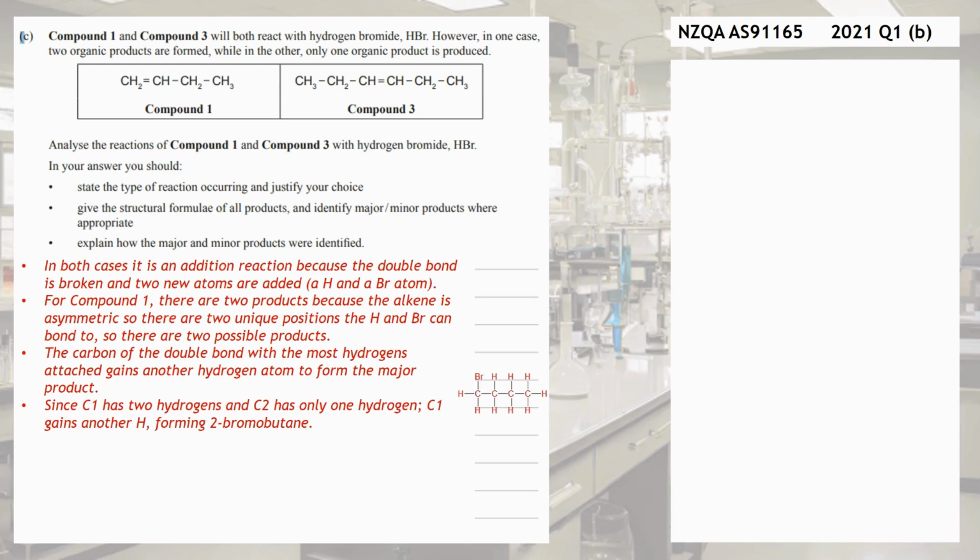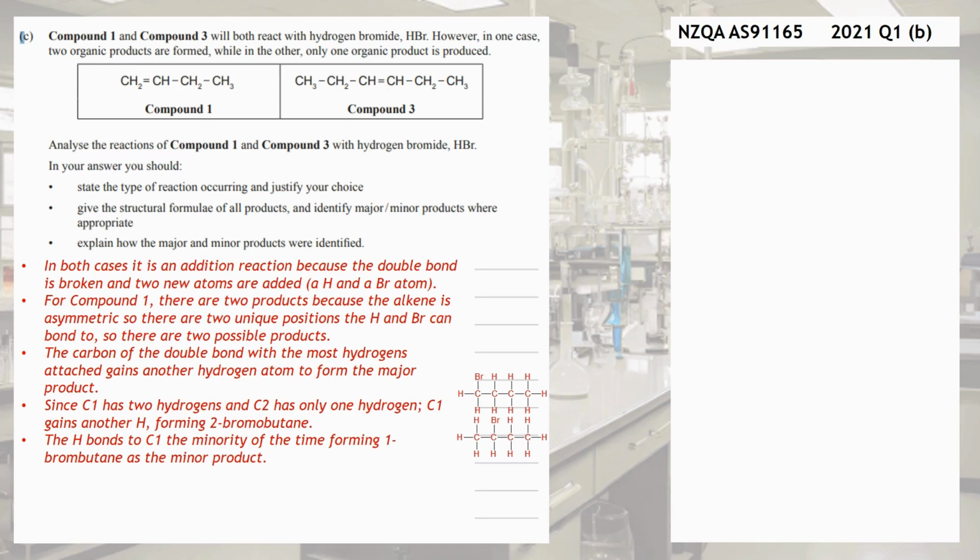This is bromobutane here. I've drawn it because they want me to give the structural formula of all products. So what is the minor product then? Well, the minor product is when the hydrogen goes to C2 and the bromine goes to C1, so the opposite of the rule, and it looks like this. This is why we get two products, a major product and a minor product.